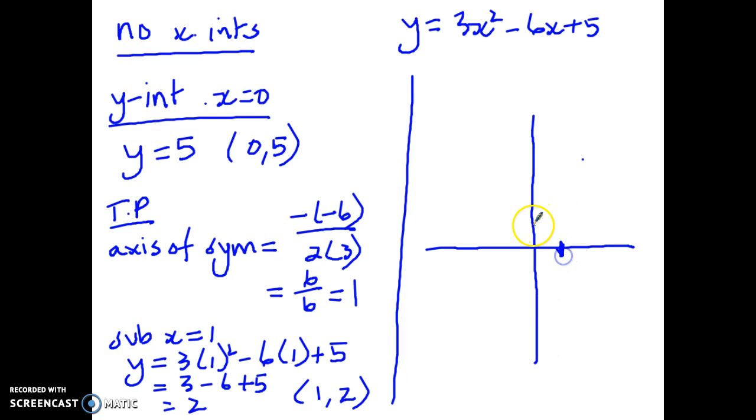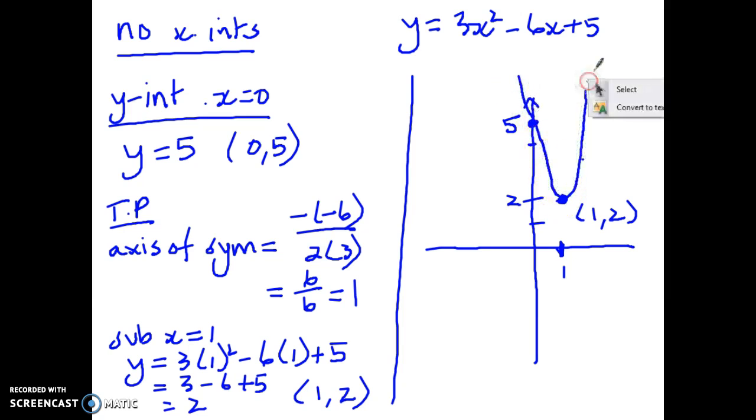1, 2, there's my turning point. And my y-intercept is 5. 2, 4, 5 can be up here. There's my point 5. So now just come down and join everything up. It's quite a thin parabola, but there it is. X, Y, turning point labelled, y-intercept labelled. And that's it.